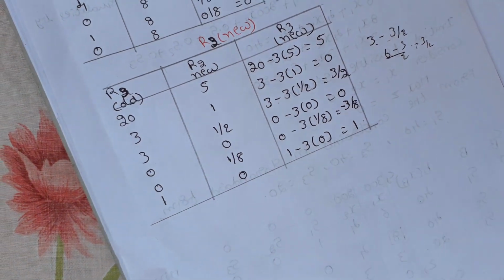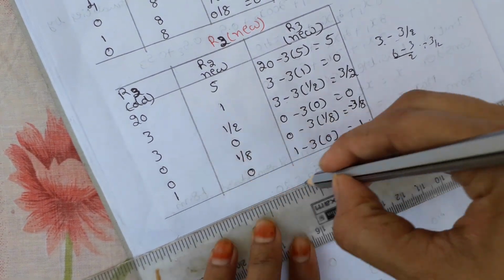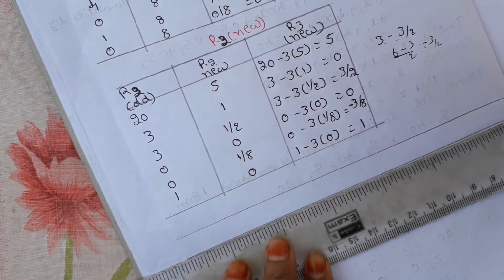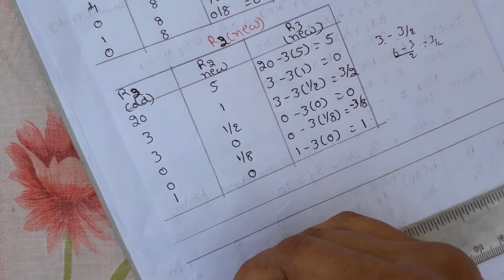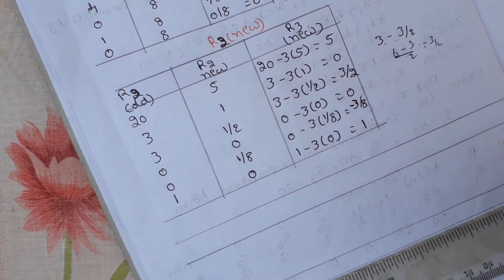Now we have got the new values of all three rows. Now we will substitute those values in the simplex table. This simplex table will become the second simplex table.